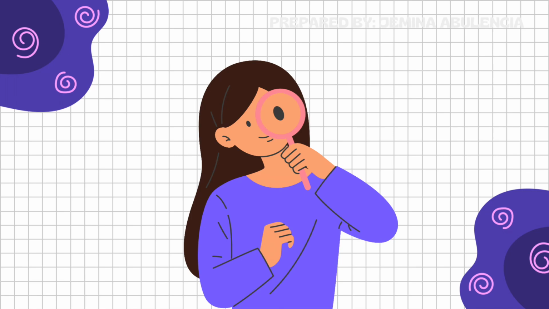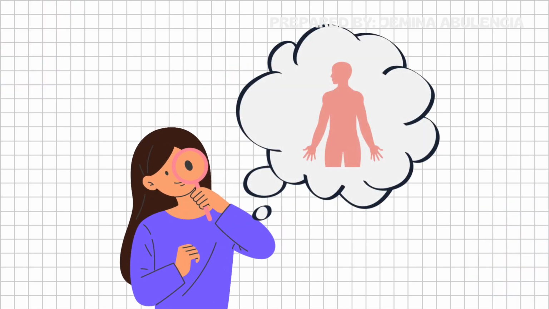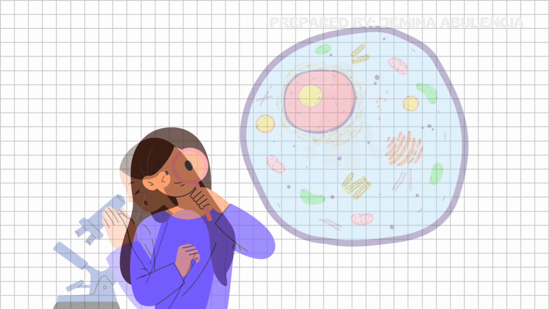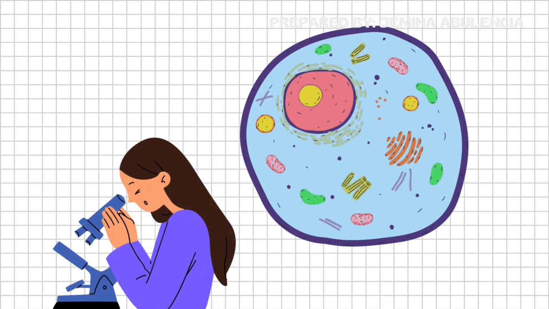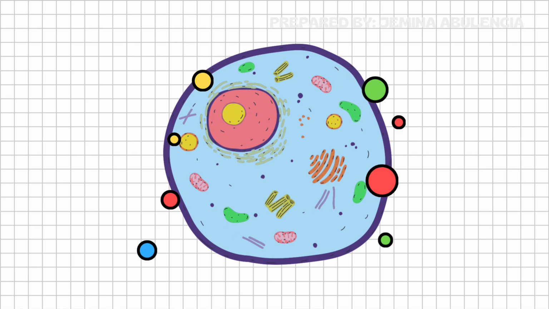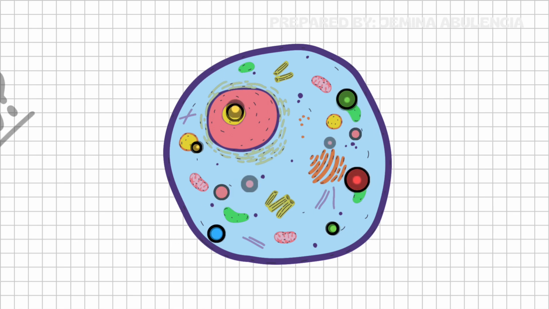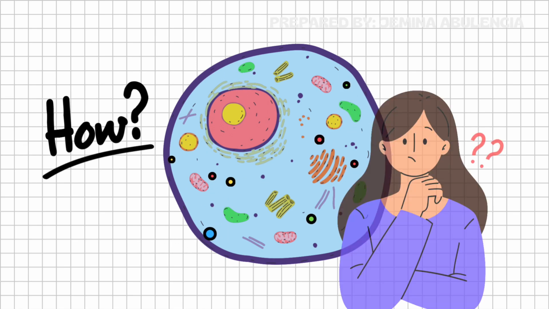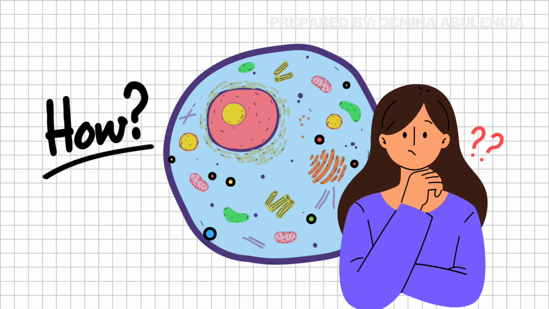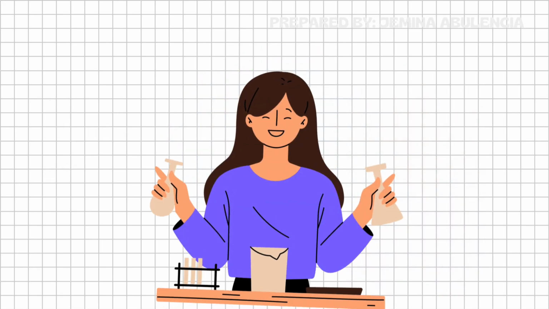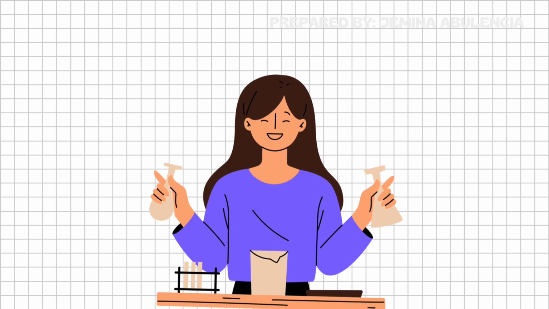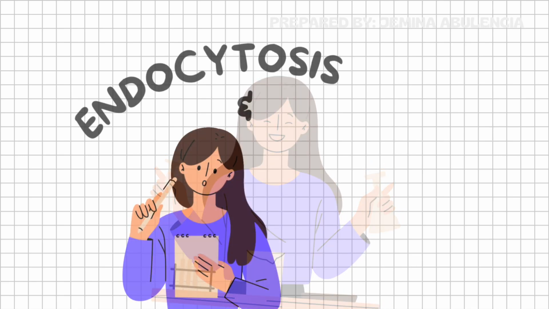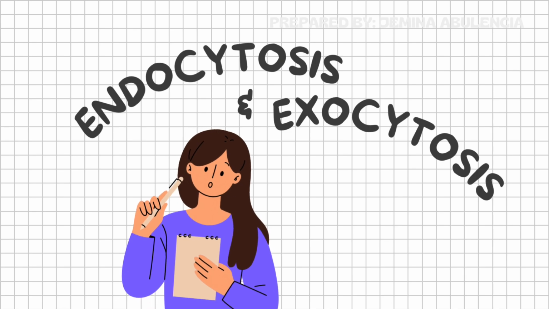Hello, science learners. Today we are diving into another fascinating topic that happens inside our bodies every second. Our cells need nutrients to survive, grow, and function properly. But how do they acquire these nutrients from outside the cell? Or how do they get rid of waste and export important molecules? Well, stick around because today we will talk about the two processes known as endocytosis and exocytosis.